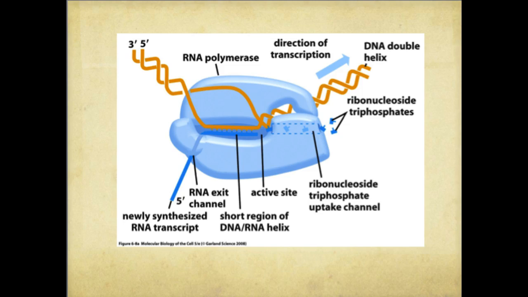So we have one channel where the template DNA is residing. There's another channel in this drawing to the right where the activated NTPs are coming in. And then there's a third channel to the lower left where the growing RNA molecule, the new RNA that's being transcribed, is going to be exiting the enzyme as it's being produced.